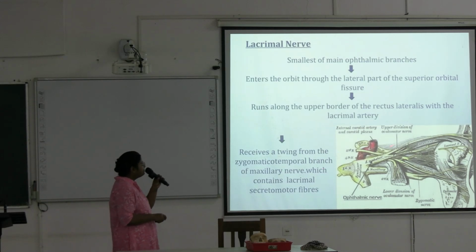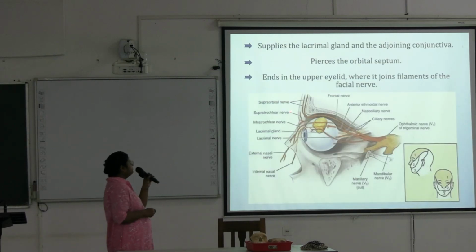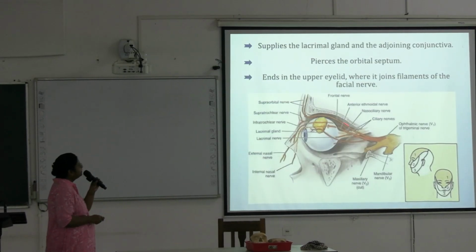Okay, this is frontal nerve dividing into two branches, supraorbital and supratrochlear, and this one is nasociliary, again dividing into multiple branches. Next, see here, nasociliary, this one is lacrimal and this one is frontal, three divisions of the ophthalmic nerve.